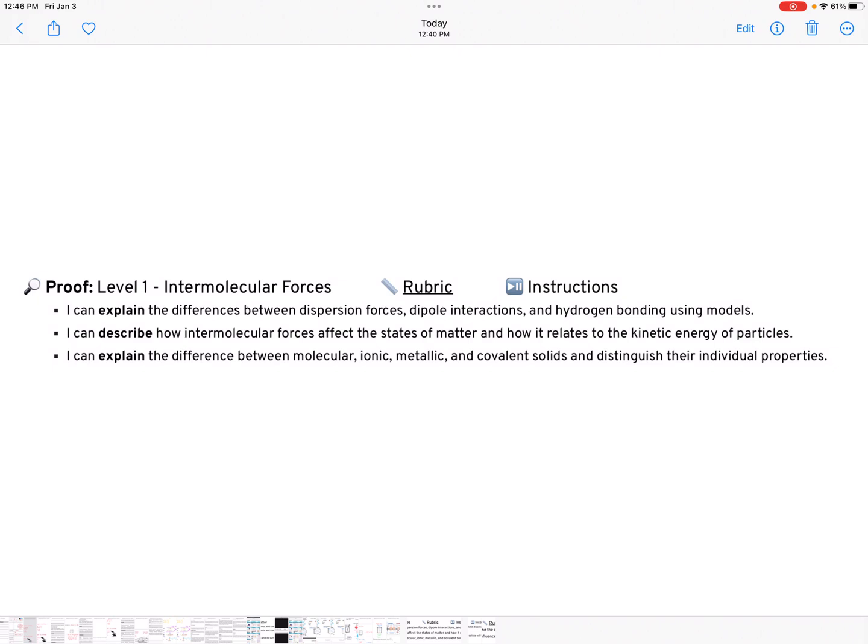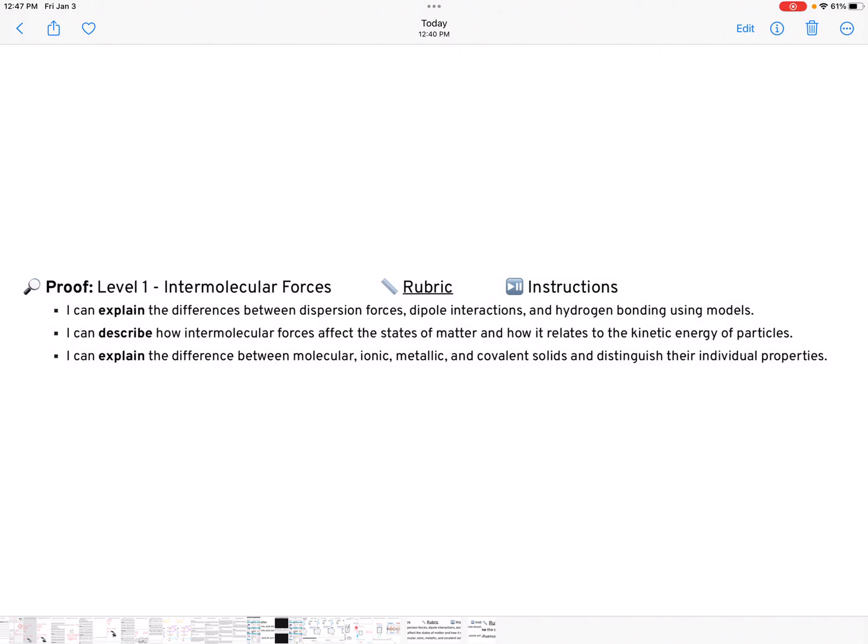The second one is I can describe how intermolecular forces affect the states of matter and how it relates to the kinetic energy of particles. Now, what you could do is use this same point. I can describe point 2, and looking at point 1, you have your drawings out. You can actually talk about why the example you chose is a solid because of the interactive forces between them. Okay, so you might want to think about doing part 1 and part 2, these 2 bullet points together, and then just relating the states of matter for them, okay?